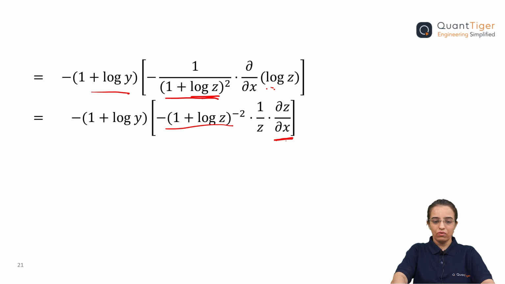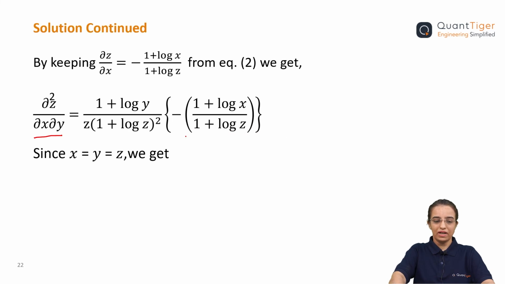So I will go ahead, keep all these terms as they are, and only here I will keep the value of del z by del x, so that I will get the value of the double differentiation. Here this del z by del x value is this one, which we already found in equation 2. If you have any doubt, you can go back and refer to that equation, to see how we get that value. So now I will directly put it over here.